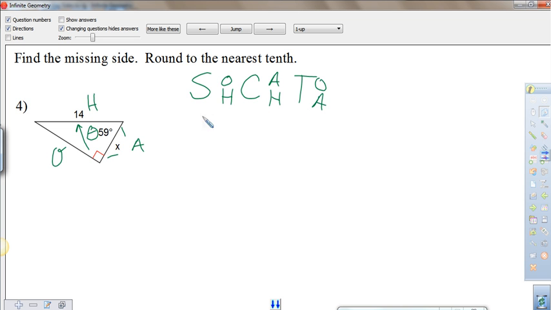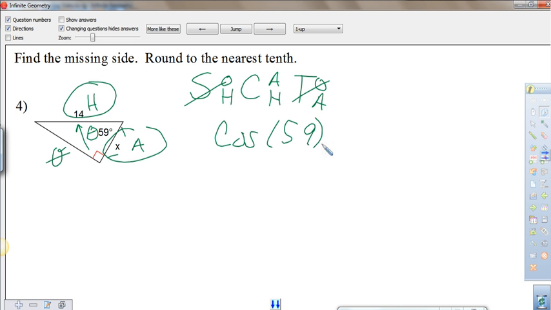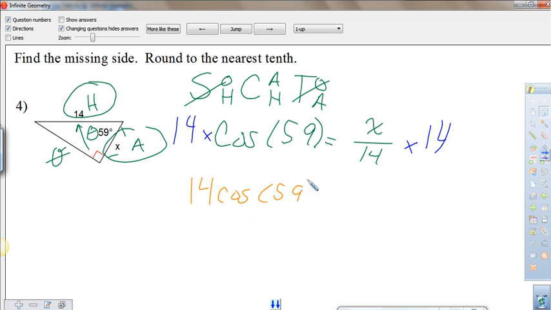Okay. So, I've got an A, I've got an H, no O involved. Cosine of 59 equals A over H. This guy is a multiply. So we end up with 14 cosine of 59. And when I throw it in my calculator, we should get 7.2 units.